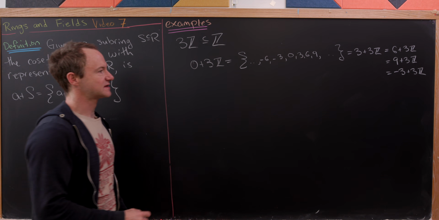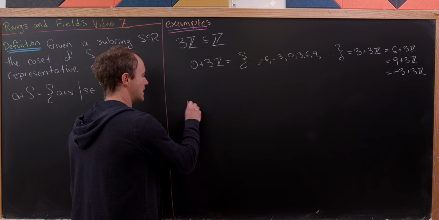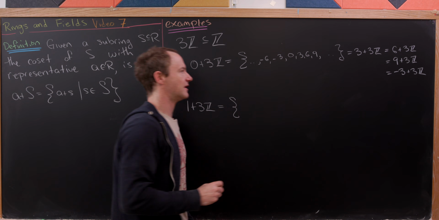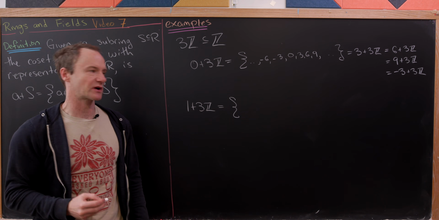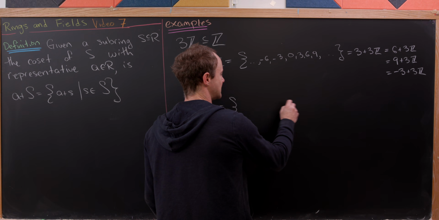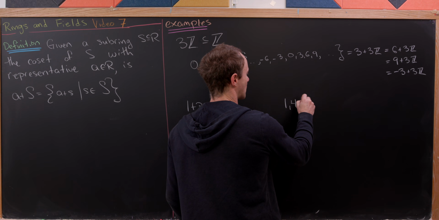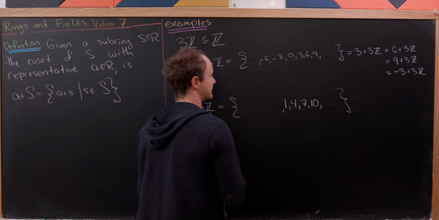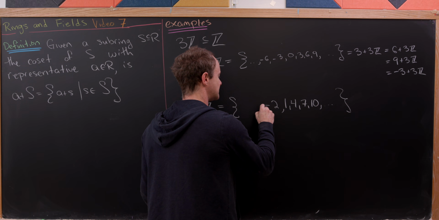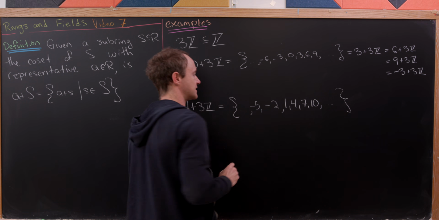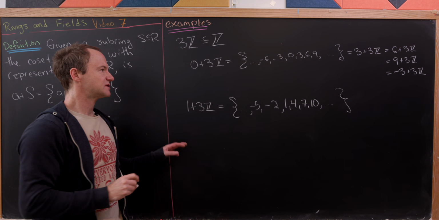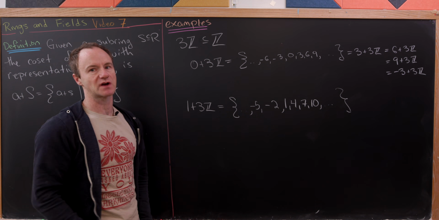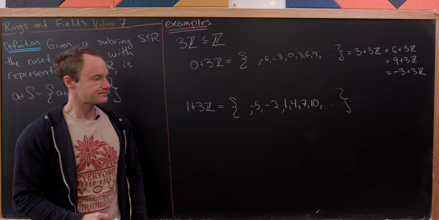Okay, so now let's look at another coset, maybe 1 plus 3Z. That means we're going to take every element of 3Z, every multiple of 3, and we're going to add 1 to it. So we would have 1, 4, 7, 10, so on and so forth in the positive direction. And then we'll have negative 2, negative 5, so on and so forth in the negative direction. Let's observe that I just added 1 to everything in that list, but of course that list goes on and on and on forever.